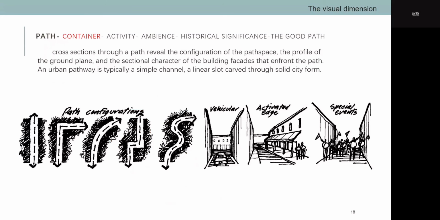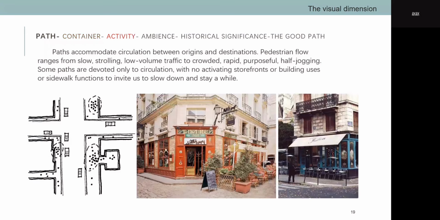Cross sections through the path reveal the configuration of the path space, the profile of the ground plane, and the sectional character of the building facades that inform the path. An urban pathway is typically a simple channel, a linear slot carved through solid city form. Paths accommodate circulation between origins and destinations.